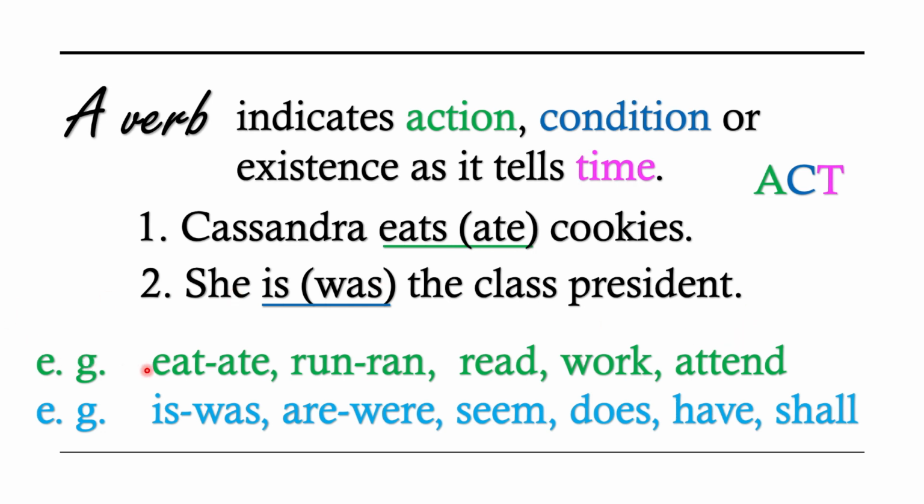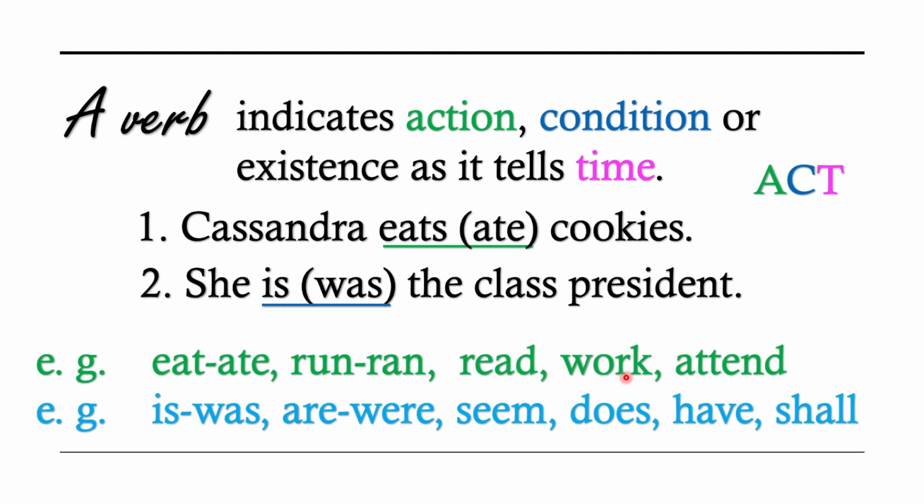Okay, let's take a look at this green set and blue set of verbs. So in the green set, we have eat, ate. So the past form of eat is ate. Run has ran. And then read, the past form is still the same spelling, R-E-A-D, but the pronunciation changes. So in the past form of this, it becomes read.